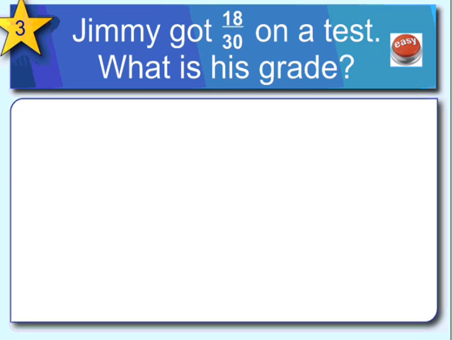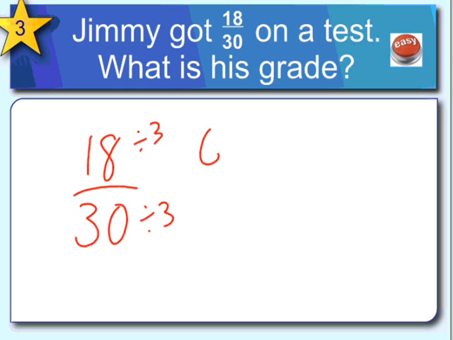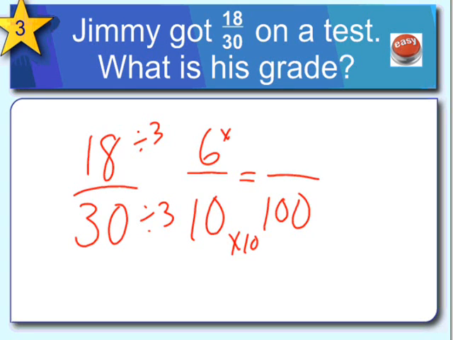Now in the next exam, he got an 18 out of 30. At first glance, it looks like you can't use the easy button, but if you were to simplify this by dividing each by 3, that would be 6 over 10, and that would be a piece of cake to turn into an equivalent fraction. So unfortunately for Jimmy, he got a 60% on this one.